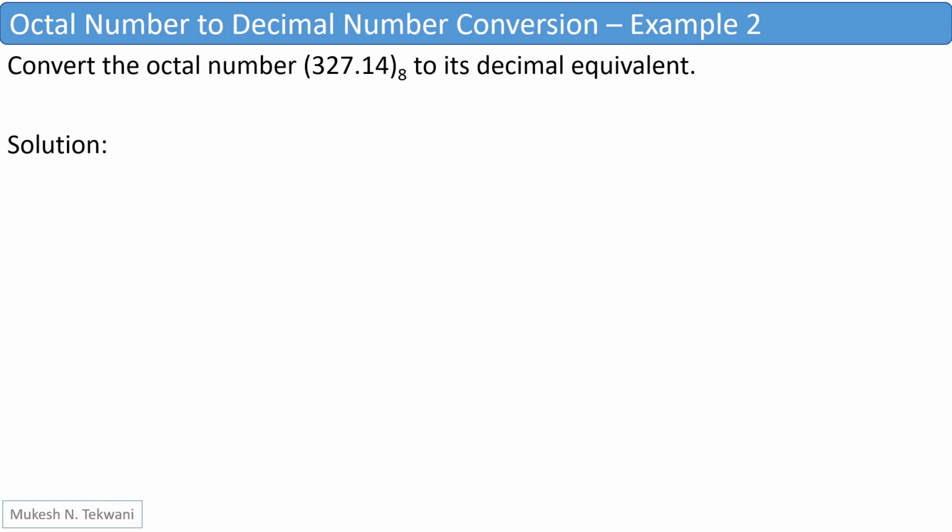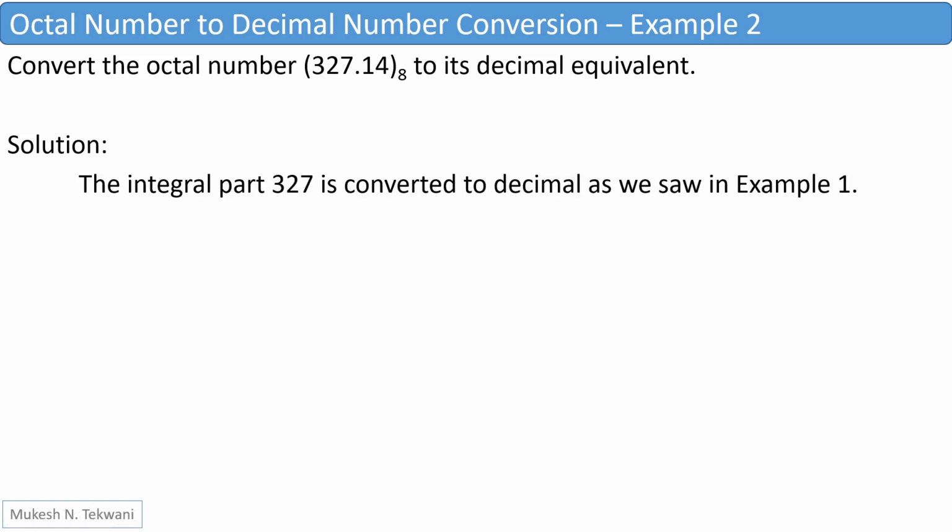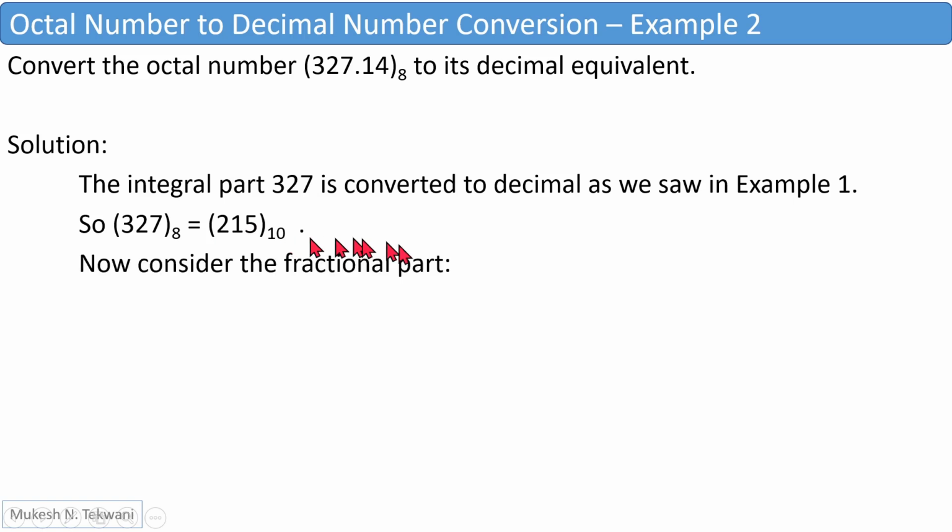Let us take the next example where we have a fractional number. So our octal number is 327.14 and we wish to convert it into its decimal value. So we'll first consider the integer part 327, and as we got in the earlier example, this 327 is 215 of decimal. Now let us take the fractional part 0.14.